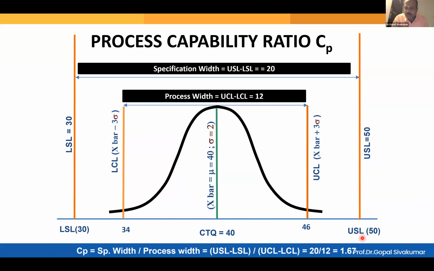Now tell me, is this process capable? Yes. Come on, guys. The process is capable because we see the complete process lying inside the specification. You see here? And moreover, Cp value is also more than 1. Currently, it is 1.67. The industry standard is Cp and Cpk should be at least 1.67. And so the process is capable.